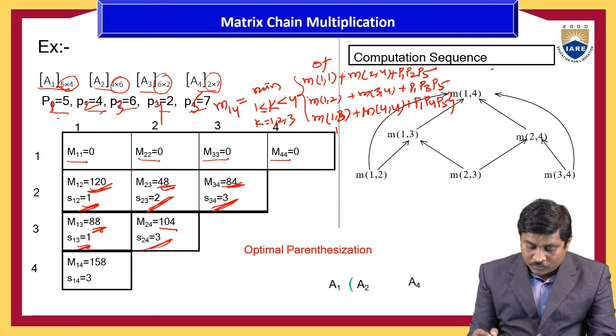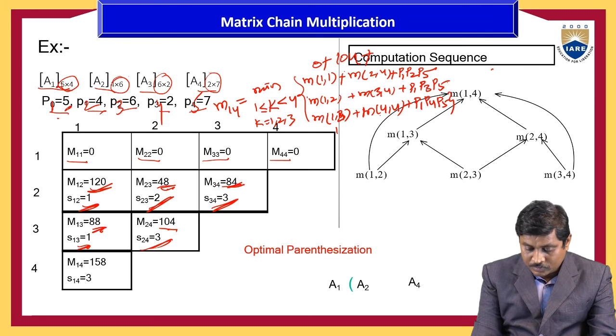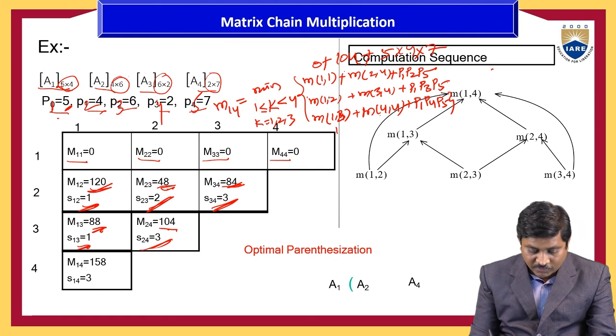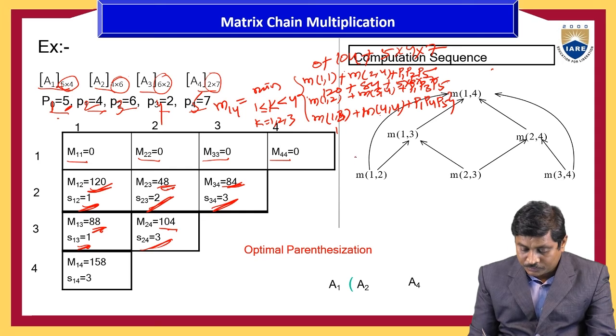M of 1, 1 is 0 plus M of 2, 4, 104 plus P1. P1 value is 5, 5 into 4 into 5 value is 7. This M of 1, 2, 120 plus M of 3, 4, 84 plus P1 value is 5 into P3 value is 6 into 7.